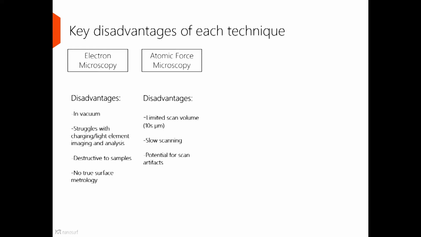With AFMs, we're really limited in our scan volume size. We can only scan tens of microns really in X and Y, and about 10 microns in Z, compared to the other techniques. It's typically seen as a slow scanning technique, so it takes longer to get the information. And there is potential for scan artifacts, which is something we could talk about. Again, we could have a whole webinar about AFM scan artifacts historically.